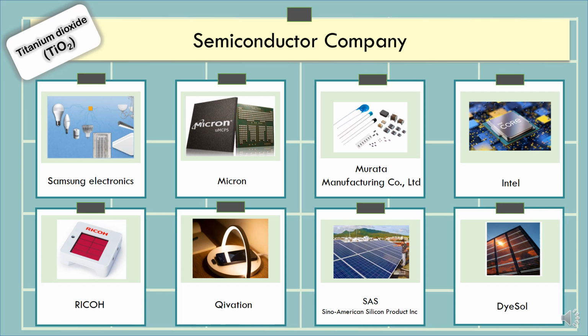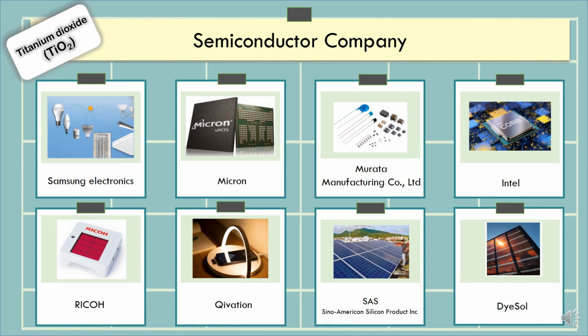So in the next slide we will discuss the semiconductor companies and some of the commercial products that use the titanium dioxide. So the first company is Samsung Electronics, they use the titanium dioxide for the chip scale package of the LED light. So the technology provides considerably higher light efficiency, is energy efficient, long lasting, and also environmentally friendly.